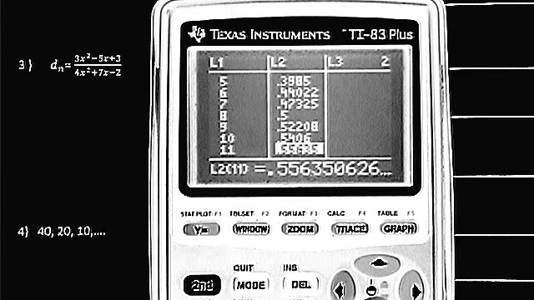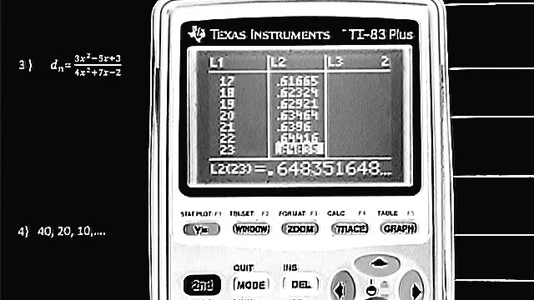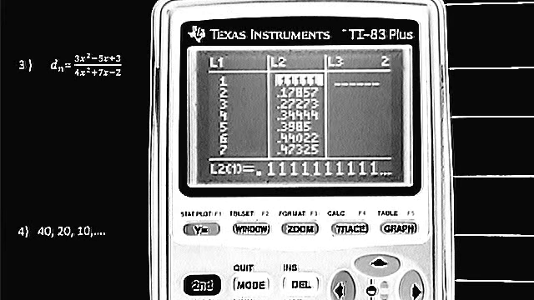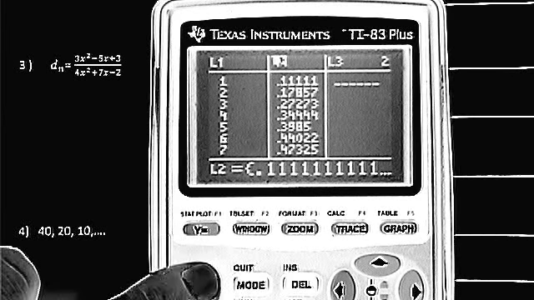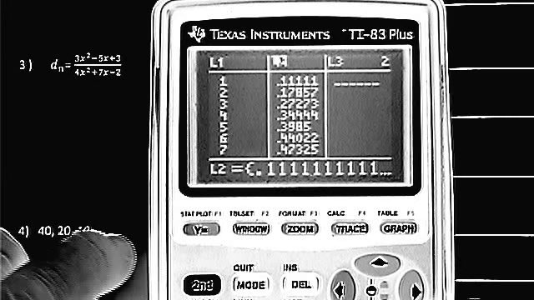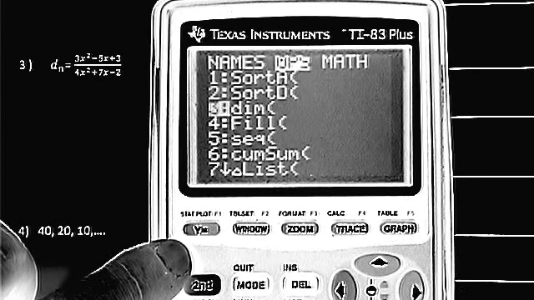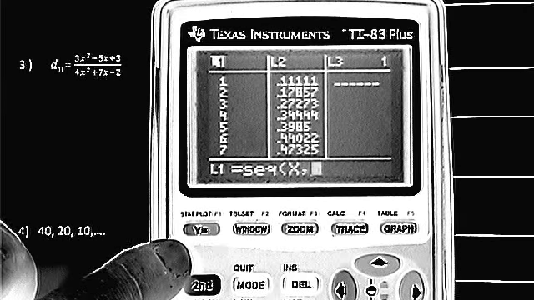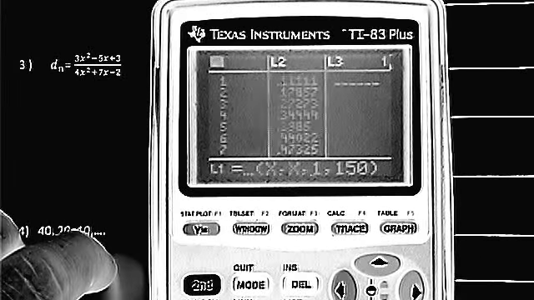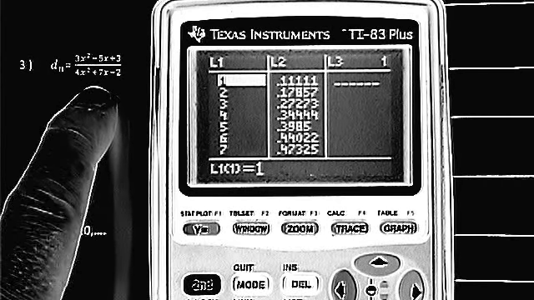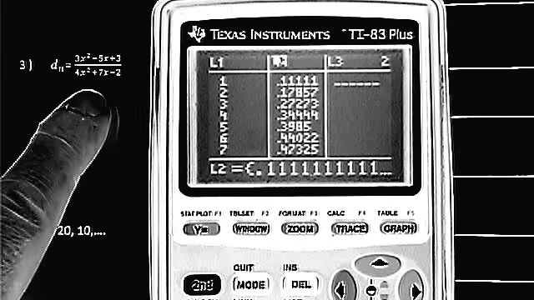It looks like they continue to get bigger, but is it slowing down? That's the question. I'm not sure. Maybe I do need to go to 150. Let's just do the sequence. Oh man, that's going to take forever to type in. Let's go over here and we'll do second stat ops sequence. X, comma 1, comma 150. Didn't think I needed to go to 150. Plus, you can also plug in 150 into this equation to find the 150th term. But we're gonna do it like we did before.